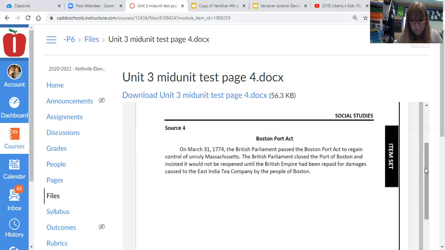Okay, finally, number 6. Based on all the sources, which statement best describes the lasting impact that the acts had on the American colonists? A, it forced the colonists to protest the acts. B, it made the colonists boycott trade with the British Empire. C, it made the nation choose sides to be loyalists or patriots. Or D, it led the colonists to declare independence from the British Empire.